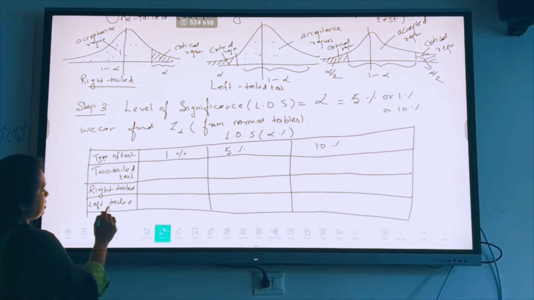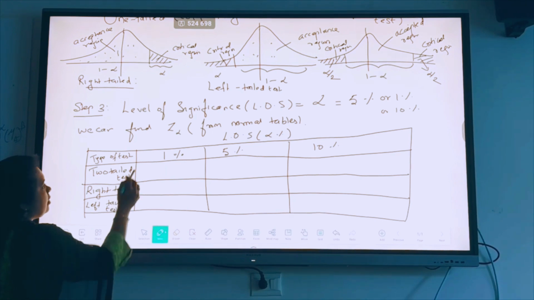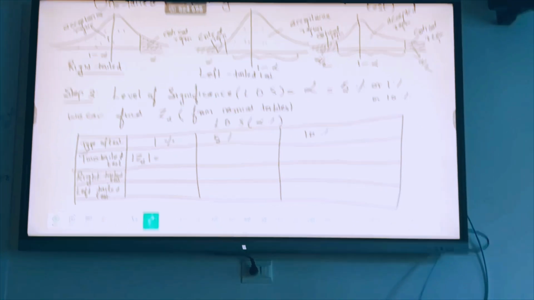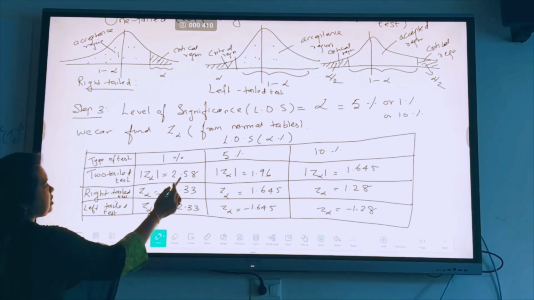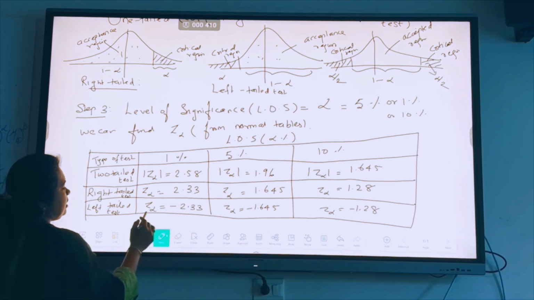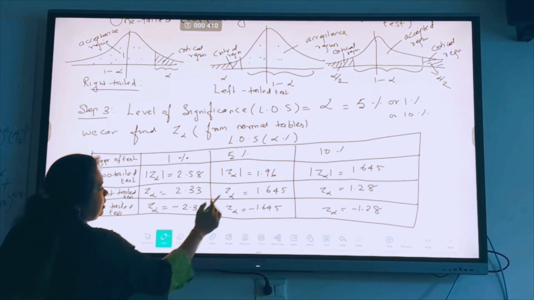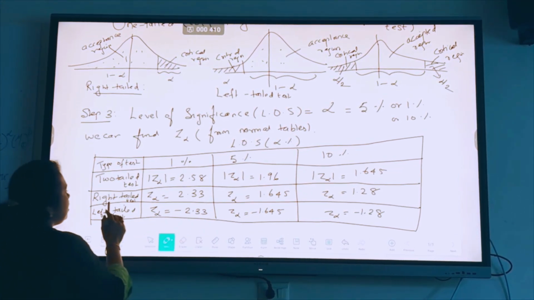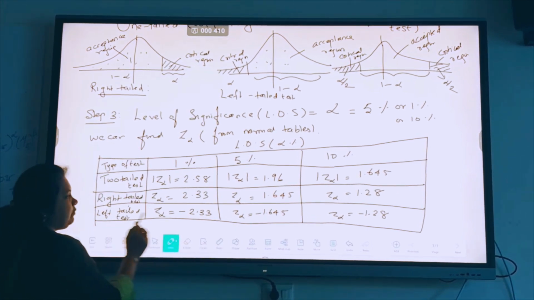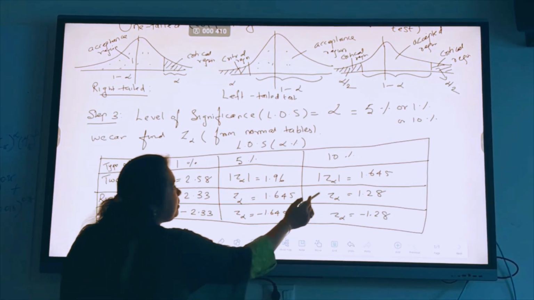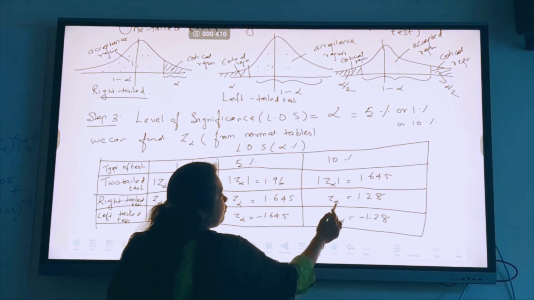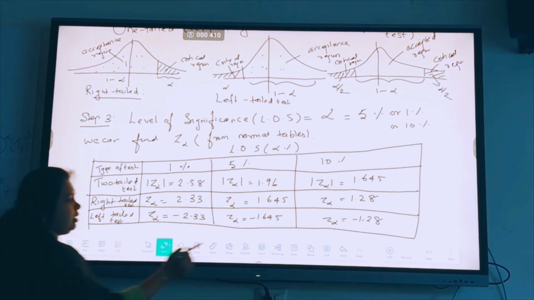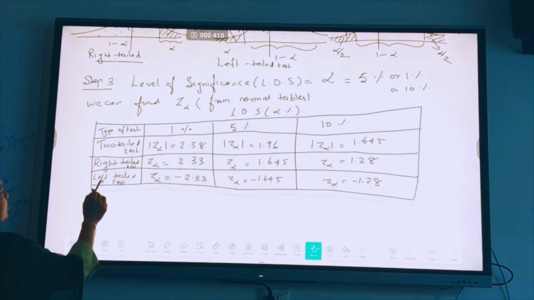So right-tailed test. Here, for 1%, mod z alpha is 2.58, z alpha is 2.33, and z alpha for left tail is minus 2.33. Similarly for 5%, two-tailed test is 1.96, right-tailed test 1.645, and left tail is minus 1.645. Similarly for 10%, the two-tailed test is 1.645, z alpha is 1.28, and the left is minus 1.28. Next one is step 4.